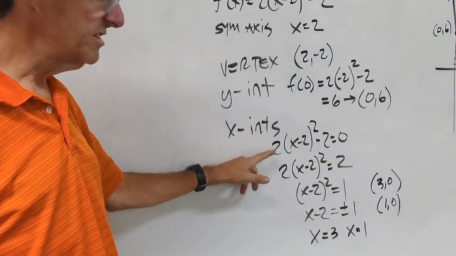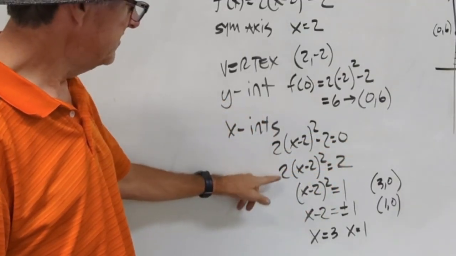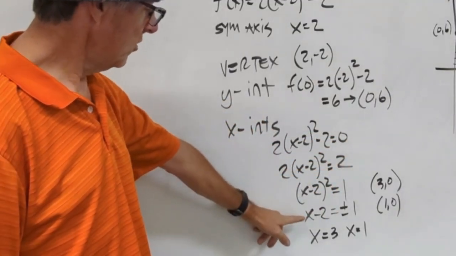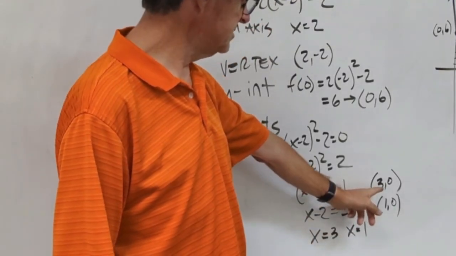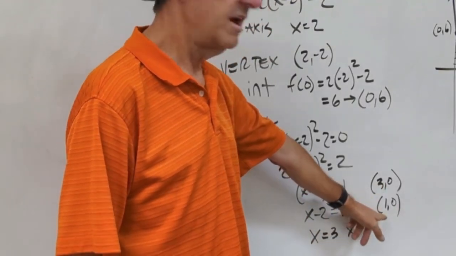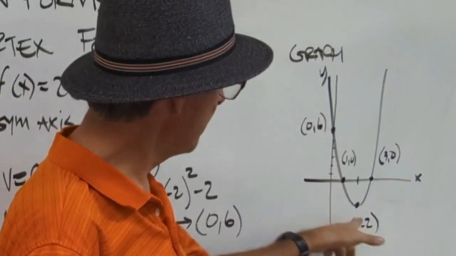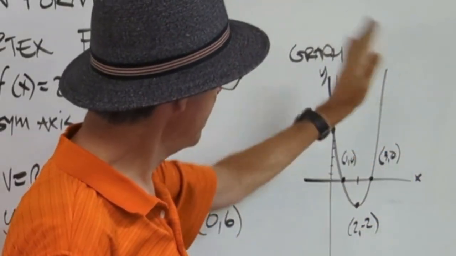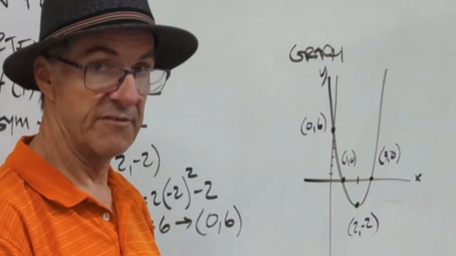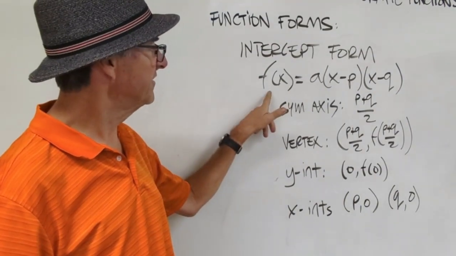Finally, going on to the x-intercepts, I set my function equal to 0, solve for x. So I did that here with these steps, going through there, and I get x equals 3 and 1, which gives us the x-intercepts of 3, 0 and 1, 0. Moving over to our graph, I've plotted my 4 points, labeled them, have my parabola going through those points, got my x and y axis. There you have it. Our last form, intercept form, looks like this.